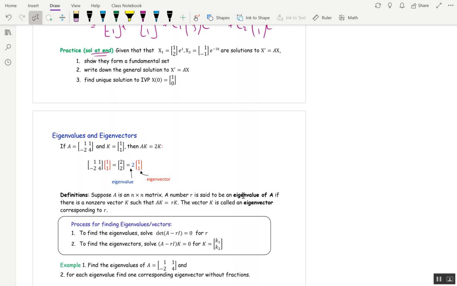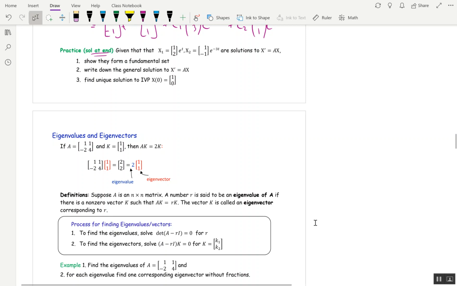All right, so eigenvalues and eigenvectors. If you take a non-zero vector, multiply by a matrix, and you end up with a multiple of that vector, then we call that vector an eigenvector, and we call that multiple an eigenvalue. So this is very special. In general, when you take a matrix and multiply by a vector, you're not going to get just a multiple of the vector that you started with. Okay, but if you do, then that's an eigenvalue eigenvector pair that you found.